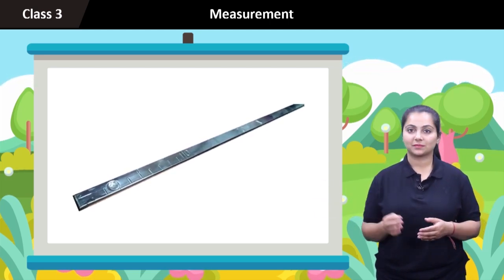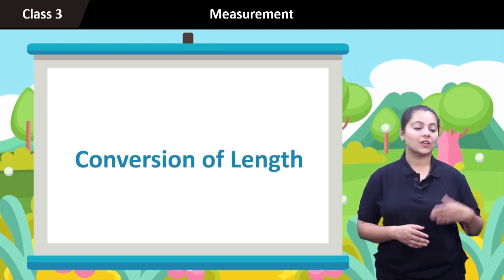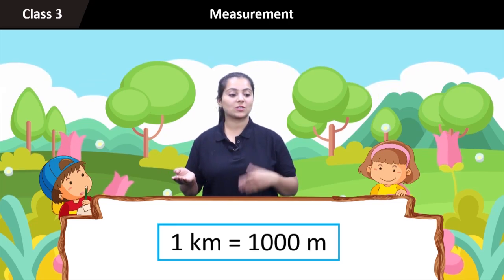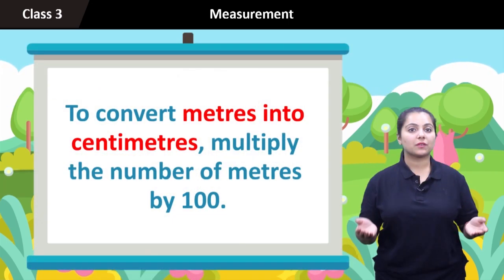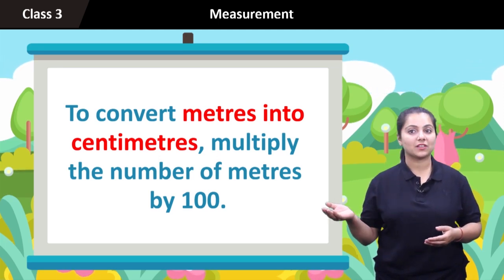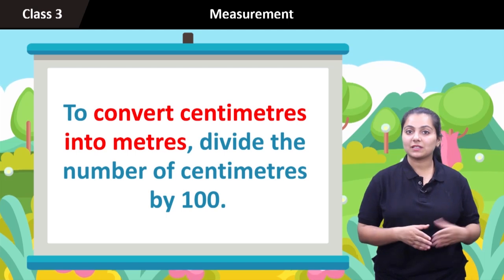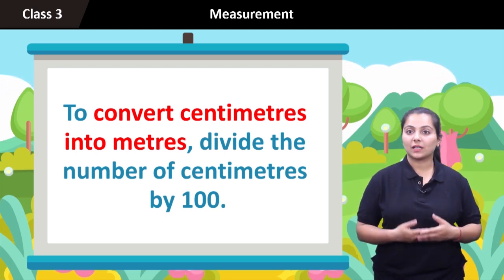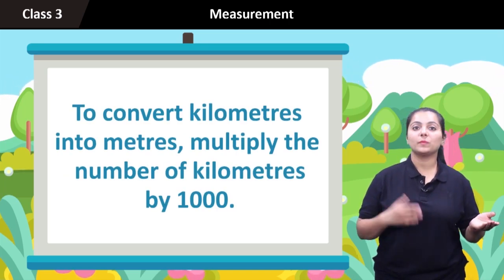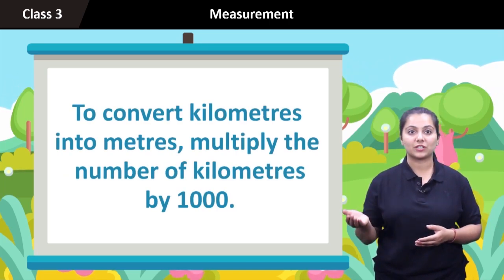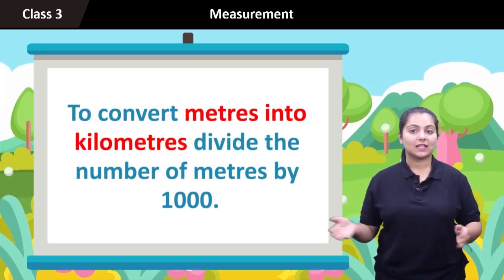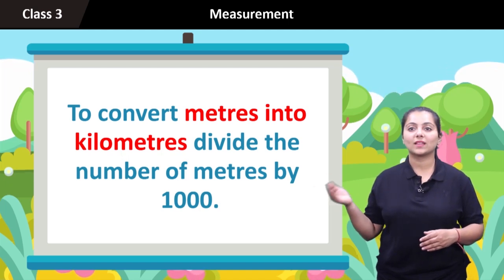to measure the length. Conversion of length. 1 meter is equal to 100 centimeter. 1 kilometer is equal to 1000 meter. To convert meters into centimeters, multiply the number of meters by 100. To convert centimeters into meters, divide the number of centimeters by 100. To convert kilometer into meter, multiply number of kilometers by 1000. To convert meters into kilometers, divide the number of meters by 1000.